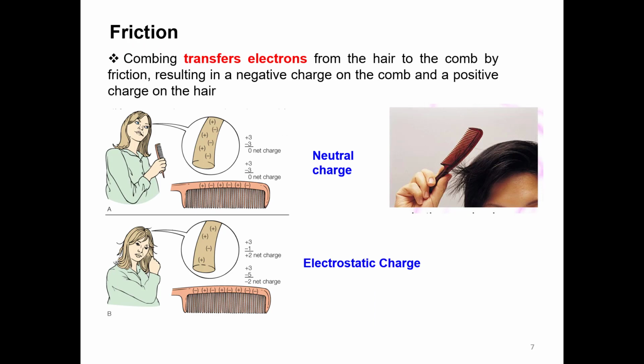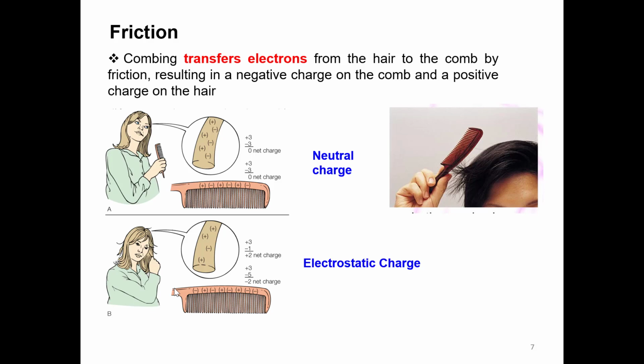How is charge transferred by friction? In this example, before we comb our hair, our hair is neutrally charged, meaning equal positive and negative charge, and the comb is also neutrally charged. They have the same number of positive and negative charges. But what happens when we comb our hair?